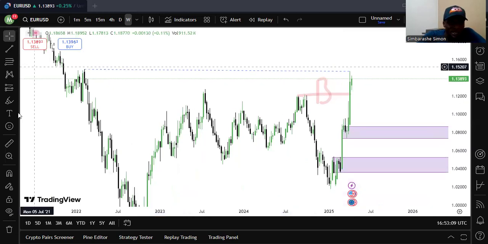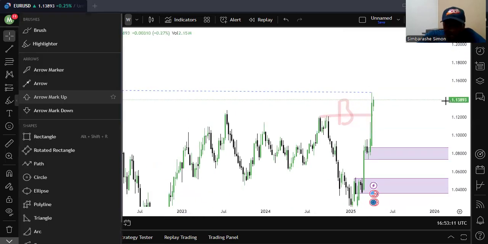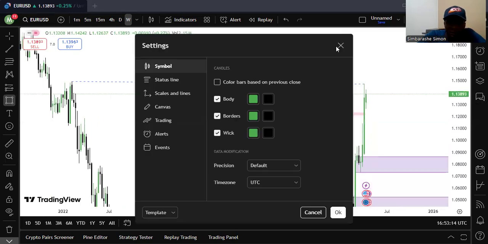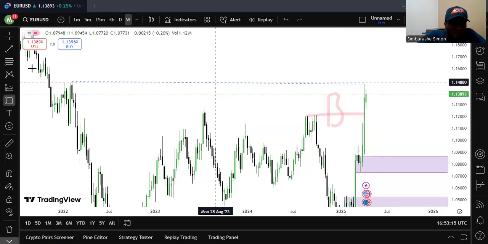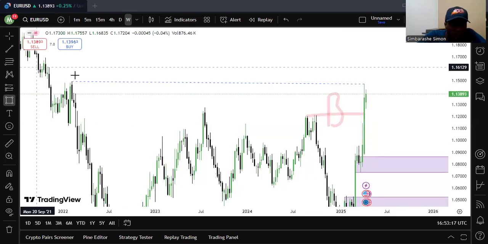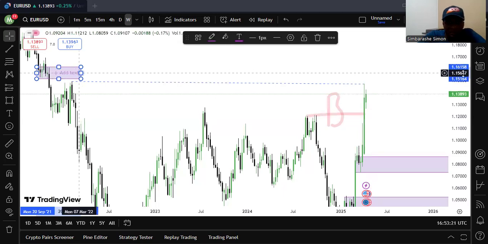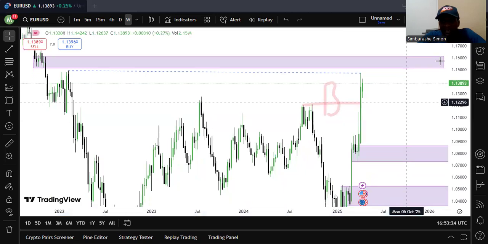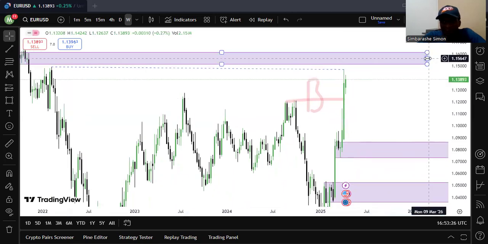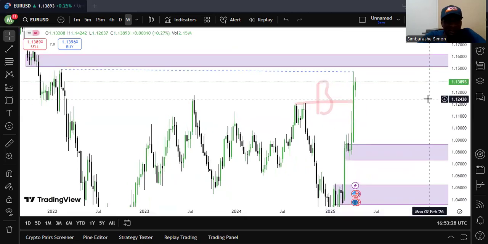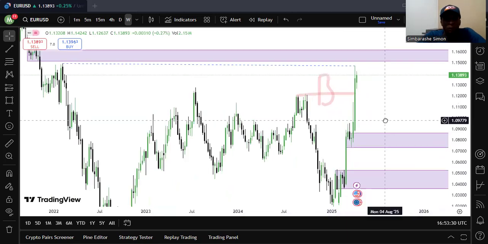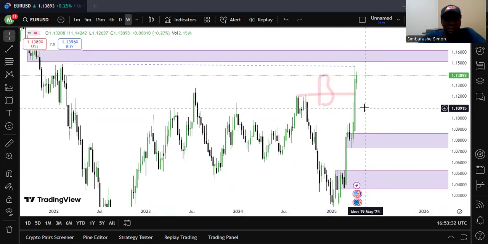And again, let me just check on top here. Yeah, I took my rectangle, I marked there. There is a good, nice supply zone on top here, and it hasn't been tested. Extend this one to the right side. As you can see, a supply zone on top here.